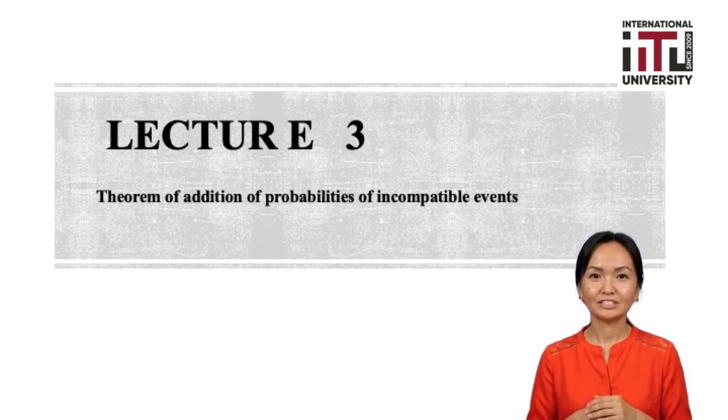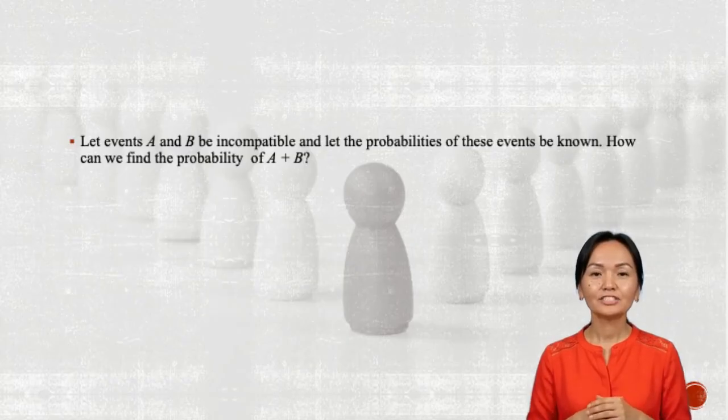So let's begin our exploration of this fundamental principle, starting with a simple question. If we have two incompatible events with known probabilities, how can we find the probability that either one or the other will occur? Let's start by considering a fundamental question. Suppose we have two events, which we'll call A and B, and we know that these events are incompatible. That means they cannot occur simultaneously in the same trial.